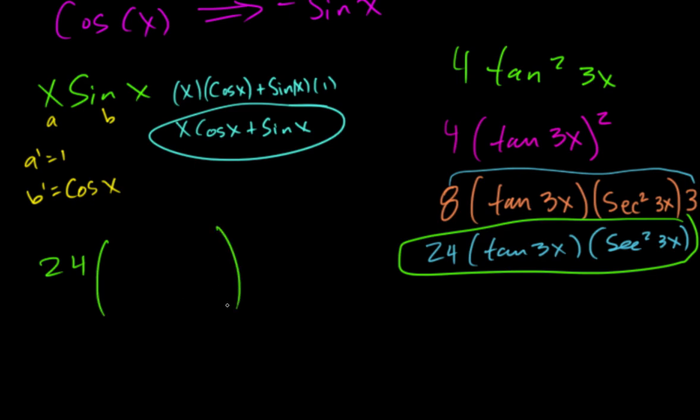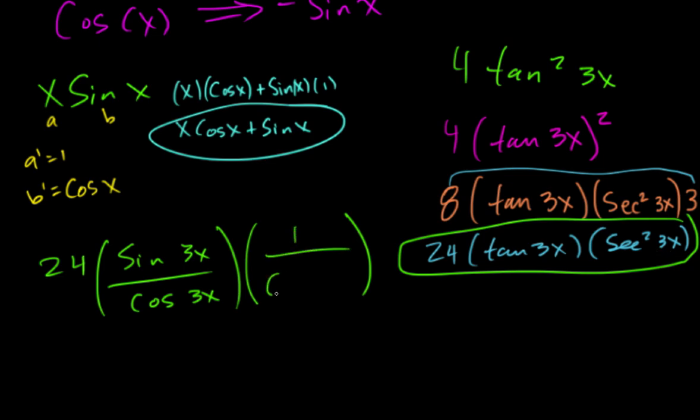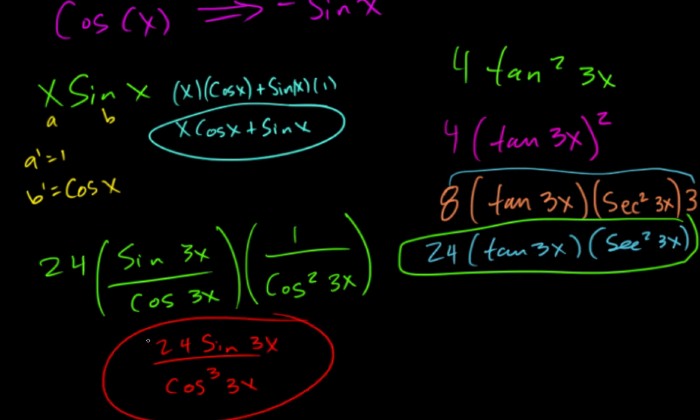Tangent can be written as sine over cosine. And then secant can be written as 1 over cosine. So secant squared would be cosine 3x, like that. And so if we do that, we can multiply the bottoms and we get cosine cubed 3x over 24 sine 3x. So that's how your book came up with that answer, but like I said, you can leave it right here. All right.